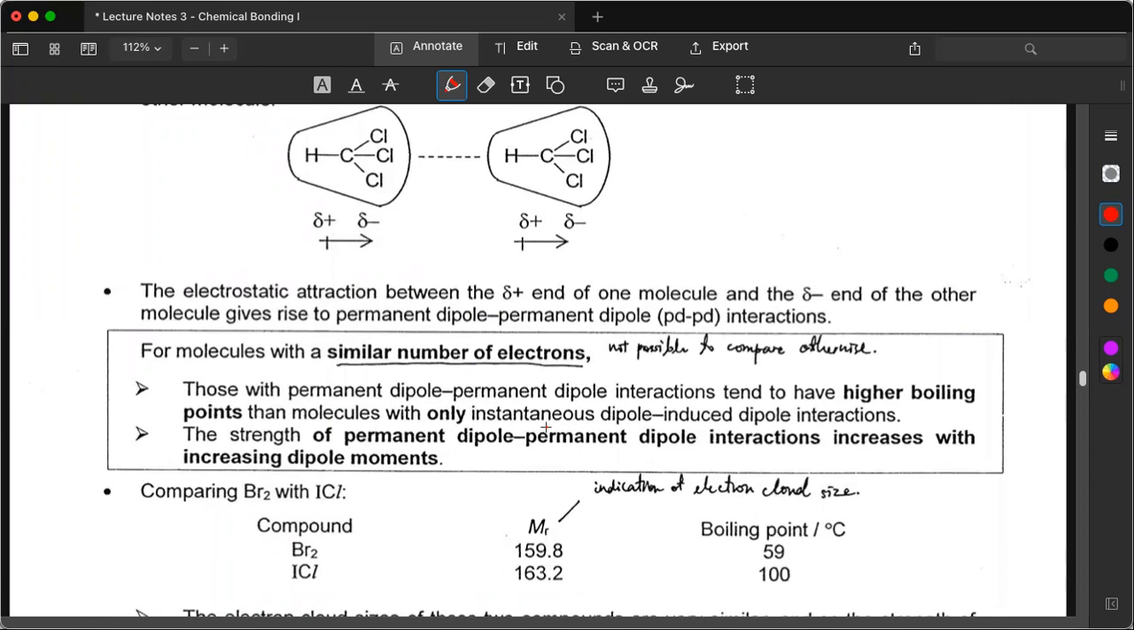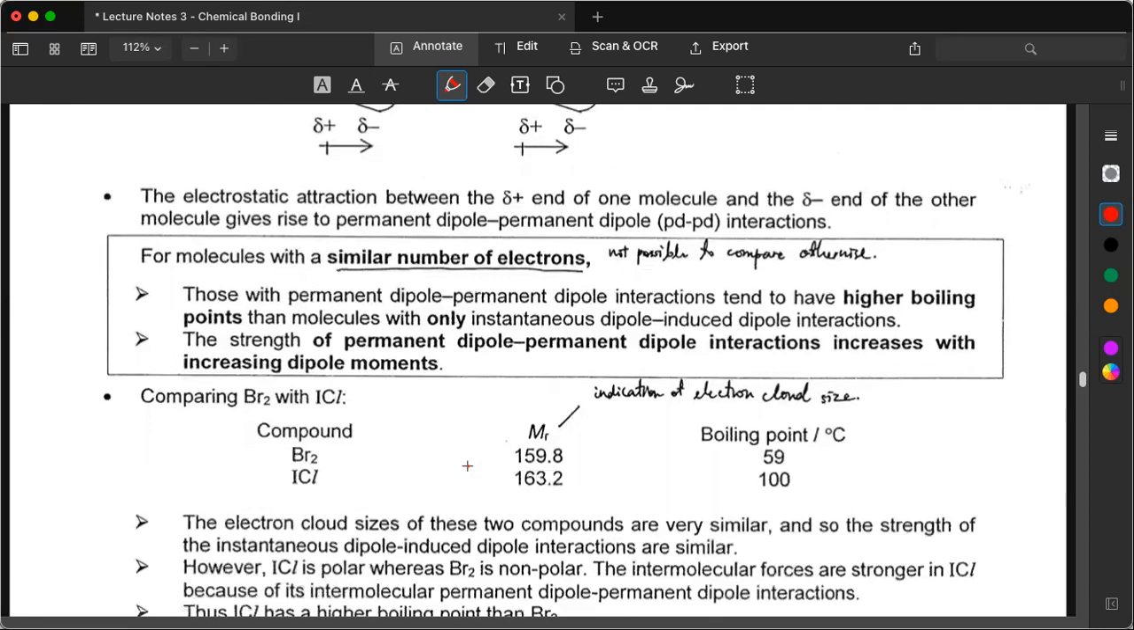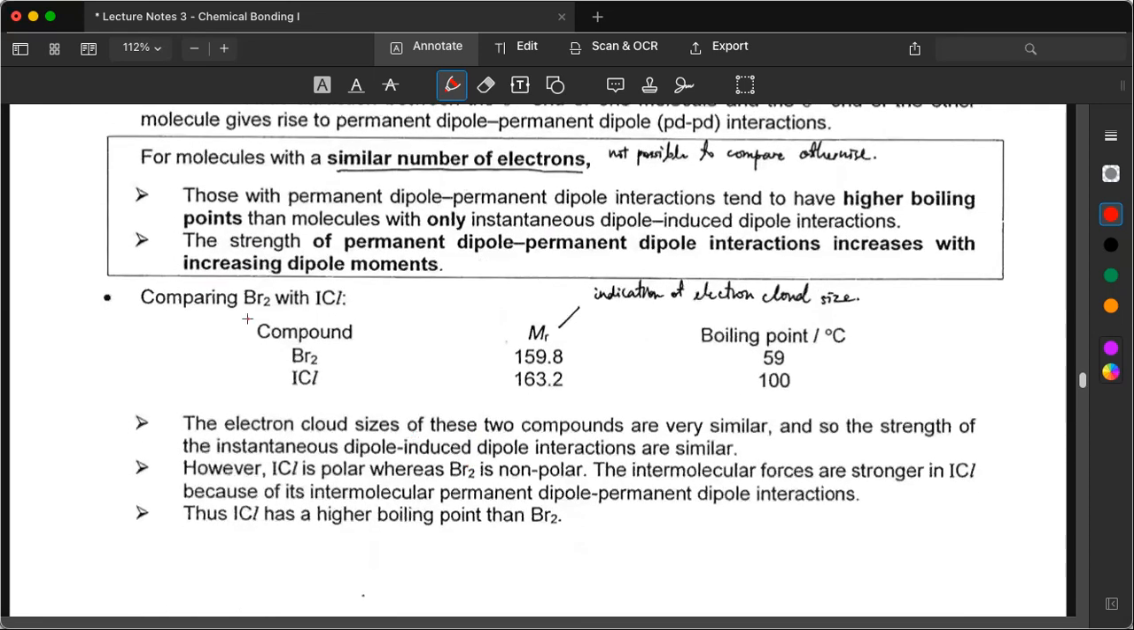than ID-ID only. But polar molecules have both, just that the dominant one is ID-ID. For non-polar molecules, it's definitely ID-ID only. The strength of PD-PD increases with increasing dipole moment. So if you compare Br2 with ICl, the electron cloud size is actually similar because they have similar Mr, so they will have a similar number of electrons, similar but not the same.